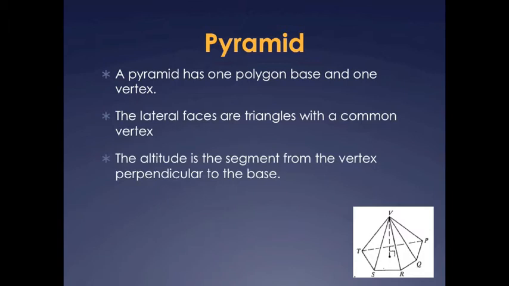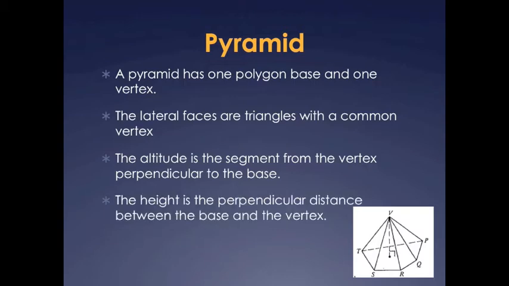The altitude is the segment from the vertex perpendicular to the base. So in this example, we have the point V and it goes straight down to the middle of the base, and you see the little right angle mark. The height is the perpendicular distance between the base and the vertex.